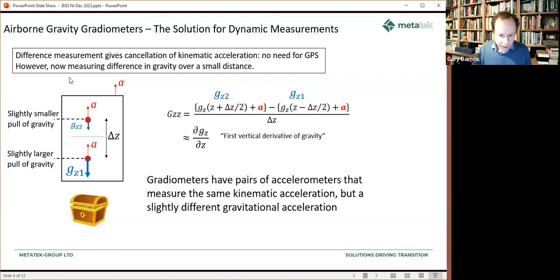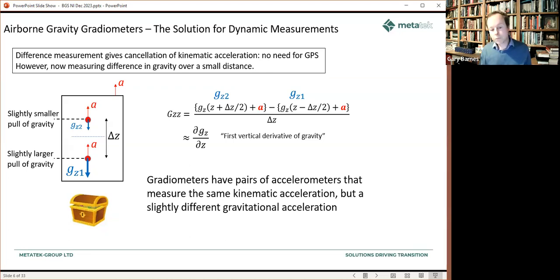So this diagram on the left is an attempt to illustrate that, where the two red dots represent the points of measurement, and they're separated by maybe 10 or 20 centimeters, so quite a short distance. But the one at the bottom, being closest to the source, the treasure, if you like, the thing that you're trying to measure the gravity from, will have a slightly greater pull of gravity than the one which is a little bit further away.